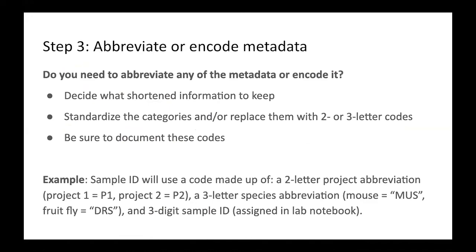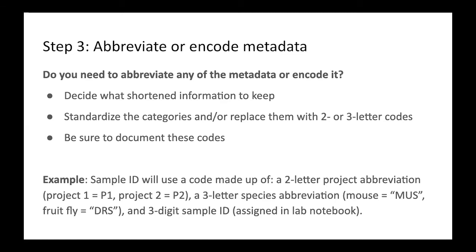Okay, step 3. So as I mentioned, you may need to incorporate some abbreviations or codes to ensure you are capturing all of the descriptive information that you need. So if any of the metadata from our previous step is described by lots of text, you should decide what shortened information to keep. And if any of the metadata from step 2 has regular categories, you should standardize the categories or replace them with maybe some number or letter codes. And again, be sure to document these codes because you need to remember what they mean later on.